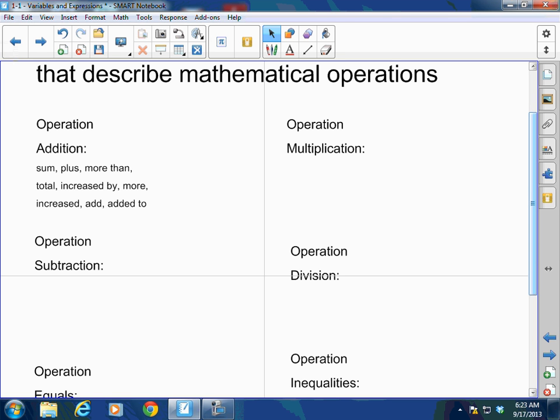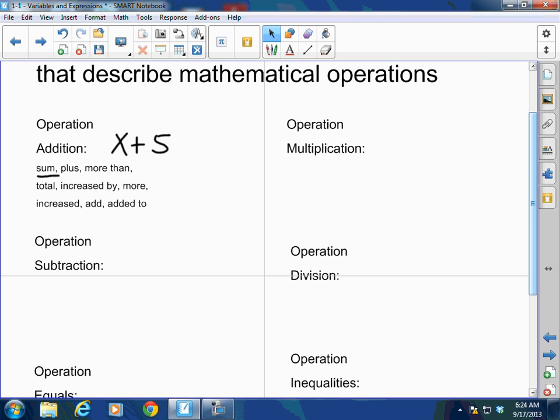For addition, we have sum, plus, more than, total, increased by, more, increased, add, added to. All of those words indicate addition. So if you see the sum of a number and 5, that's x plus 5. Any one of those key words is going to give you an expression of addition.